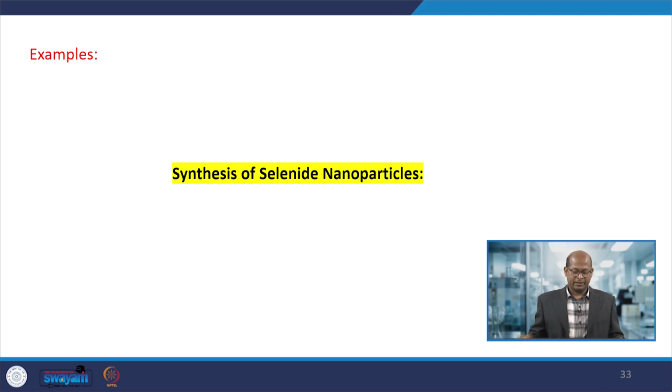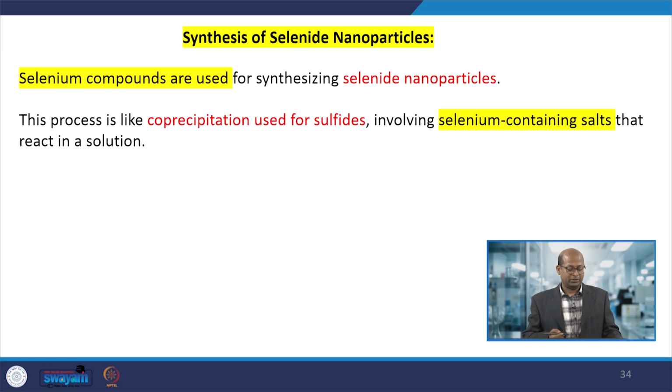Okay. Then another example is selenide nanoparticles, which we can also prepare by a chemical route or solvent solution route.